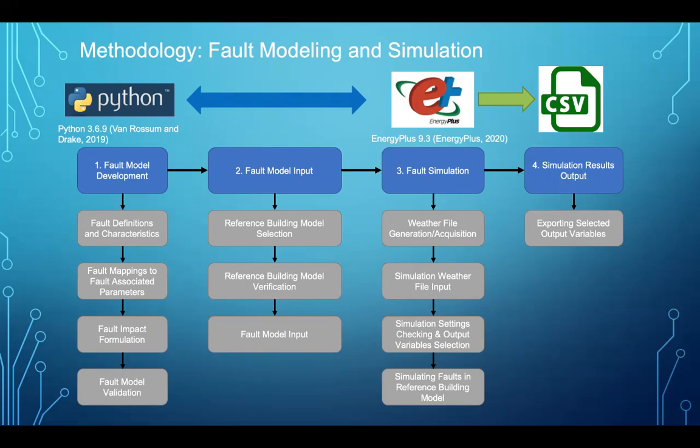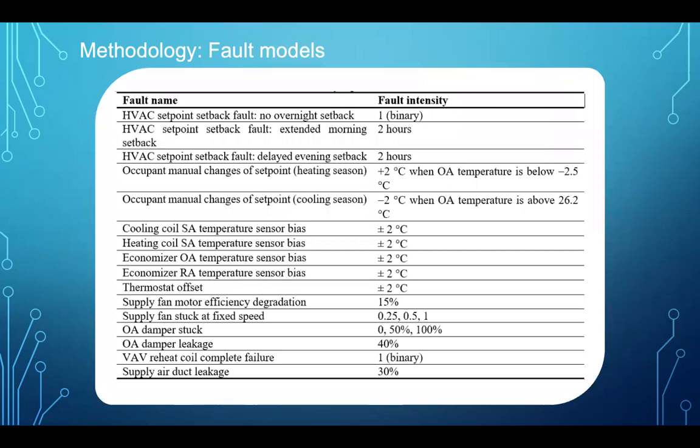Then, the validated fault model will be introduced into EnergyPlus prototype building model, which is also verified. Next, the fault simulation will be conducted on EnergyPlus. We specify simulation weather files and settings. Lastly, the simulated data will be exported for fault impact analysis. These are the four models considered in this study and their corresponding fault intensities.